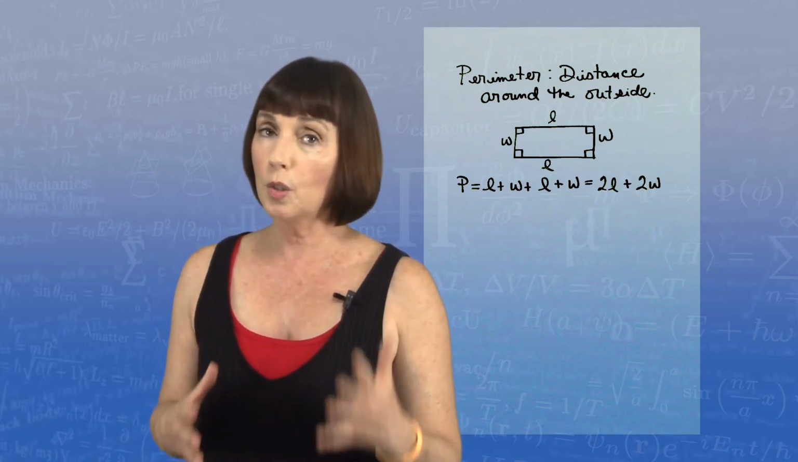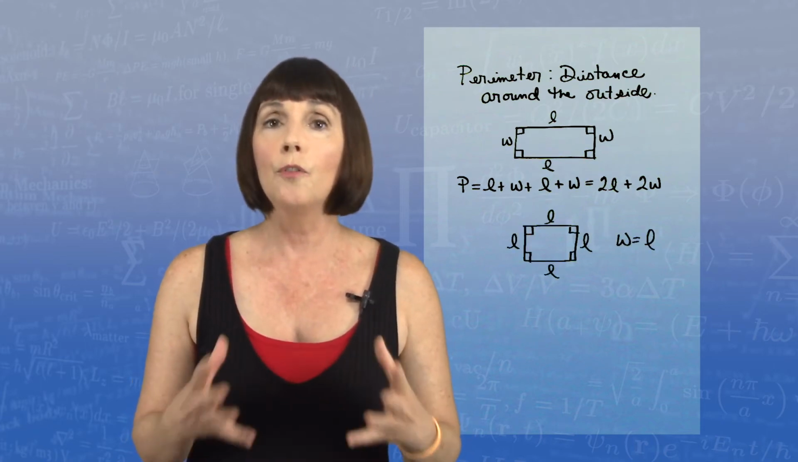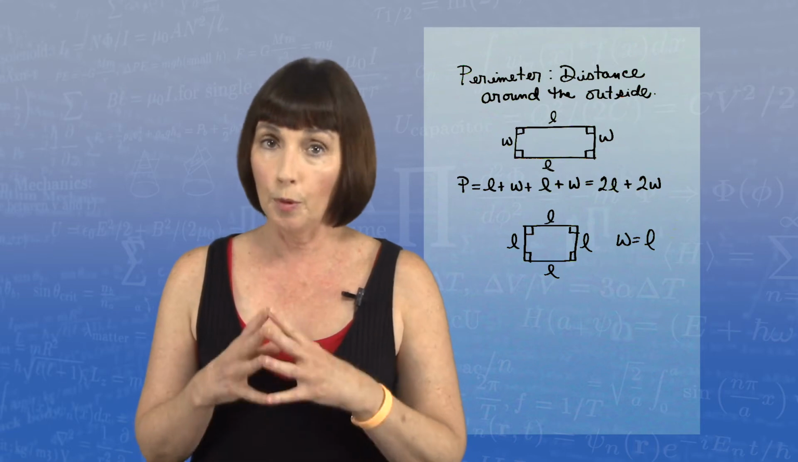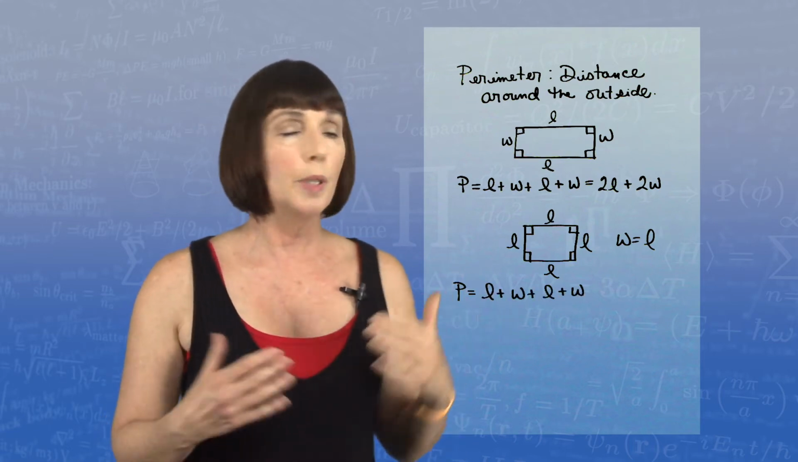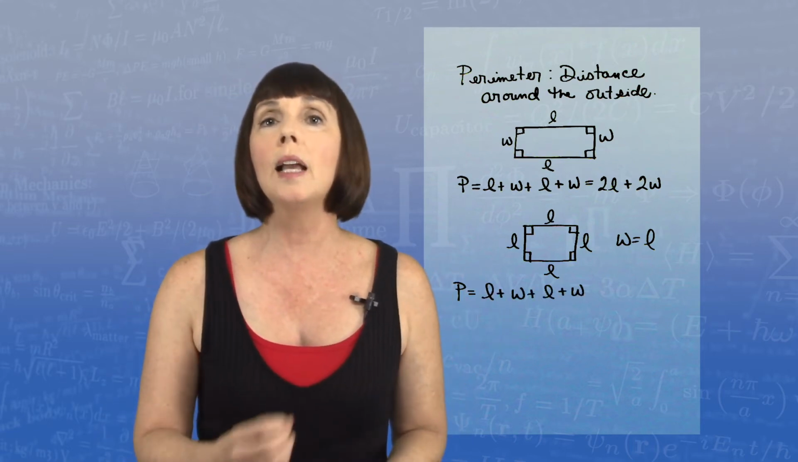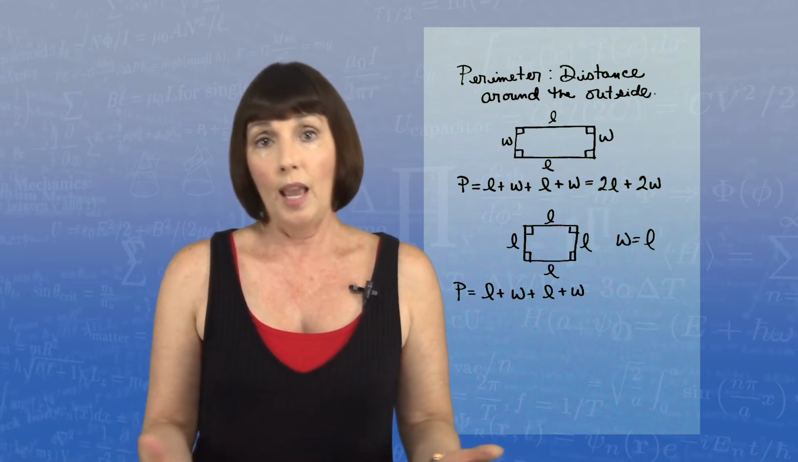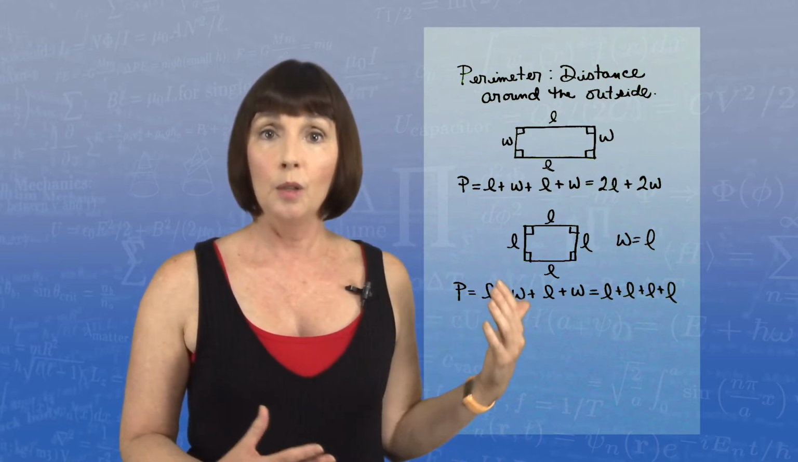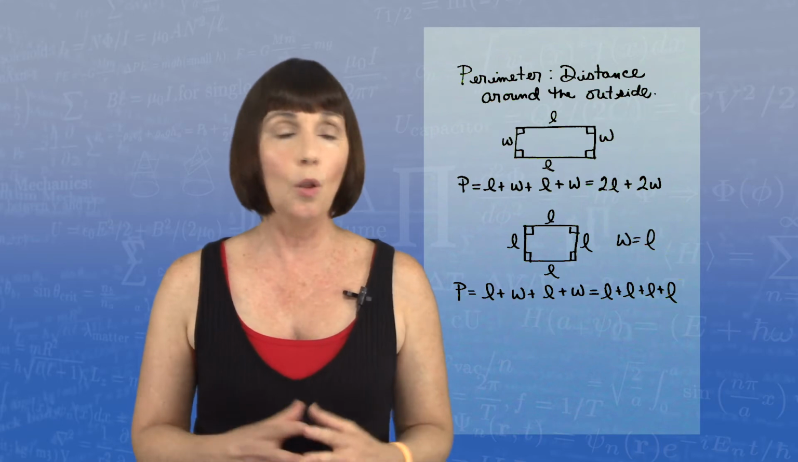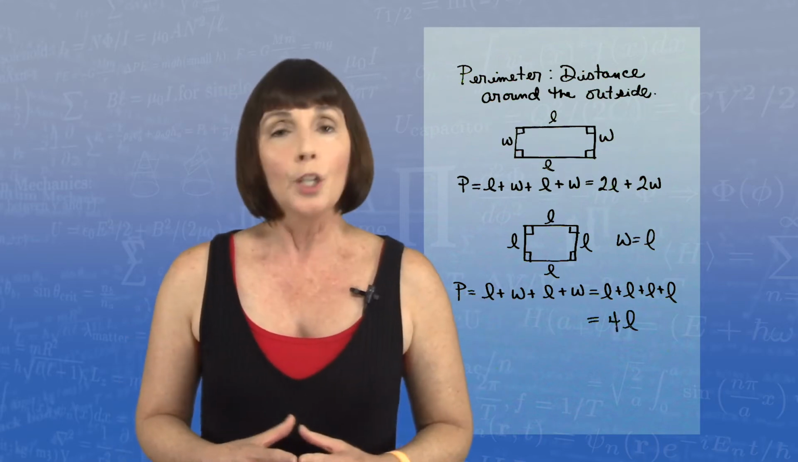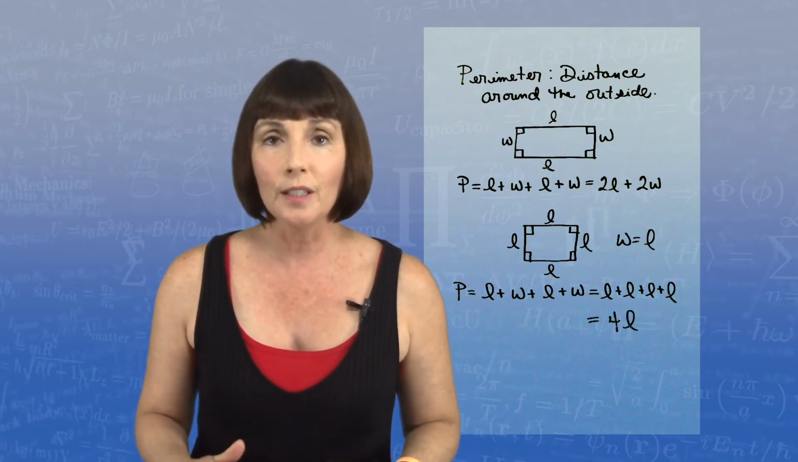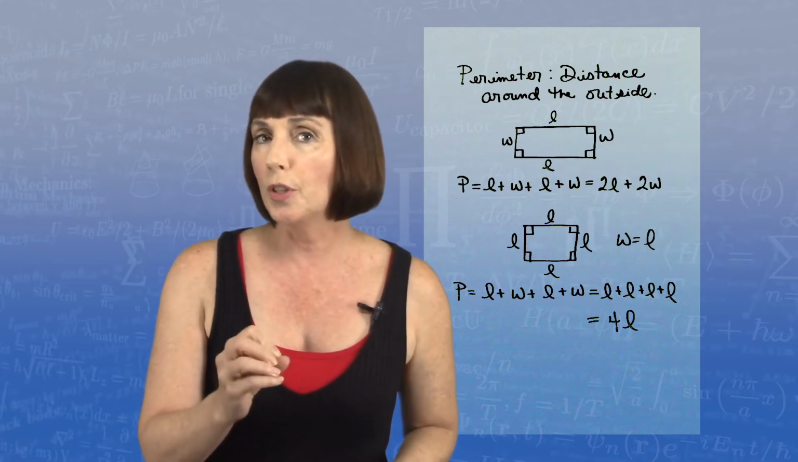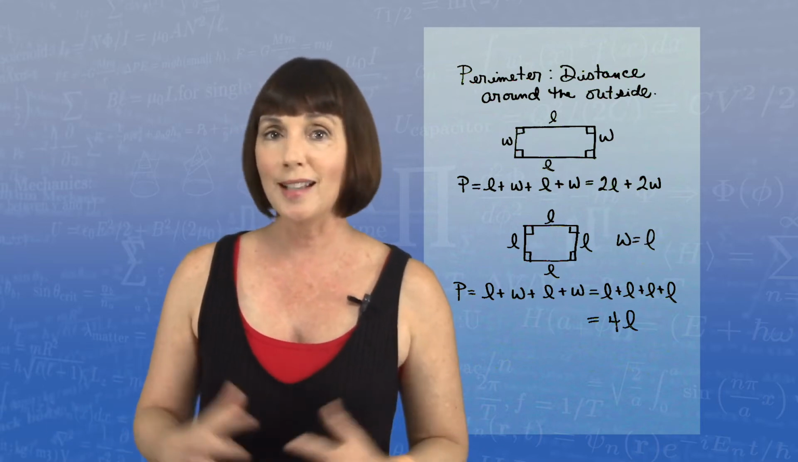Now, since a square is also a rectangle, the formula is the same. The perimeter is equal to L plus W plus L plus W, but now W equals L. So I can just write that as L plus L plus L plus L, or 4L. So the formulas are not different, they're the same. It's just that with a square, the sides are all the same length.